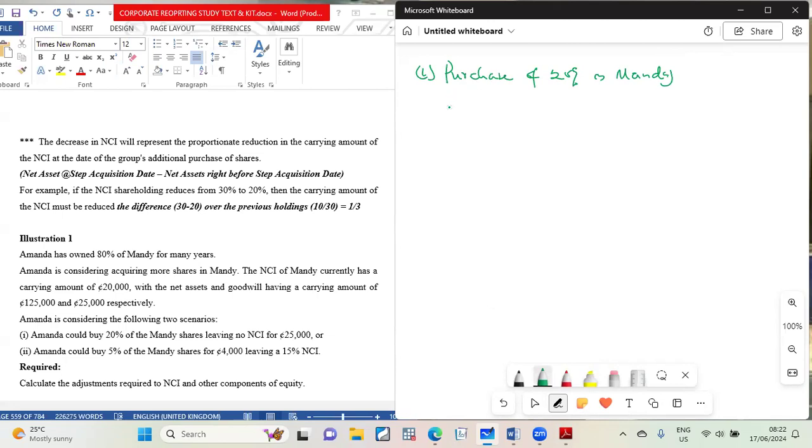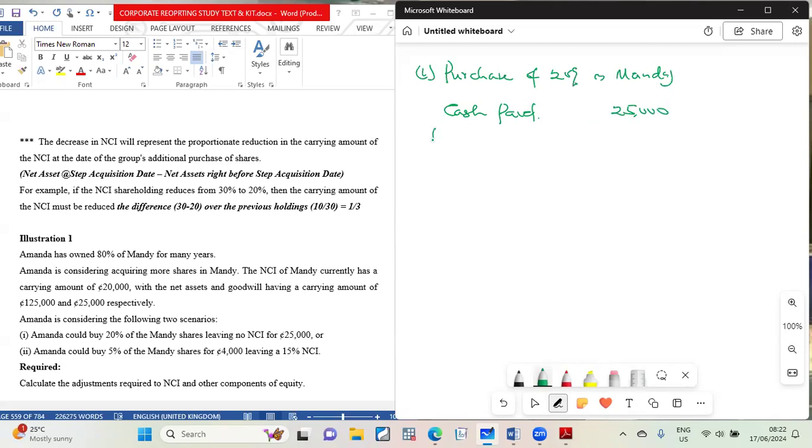So what we do is do the cash paid. You remember? We find the cash paid. How much are they paying for the 20%? It is 25,000. So that is what we have.